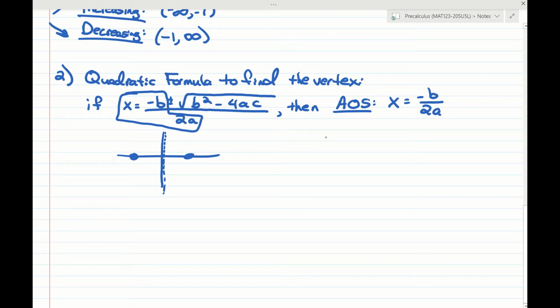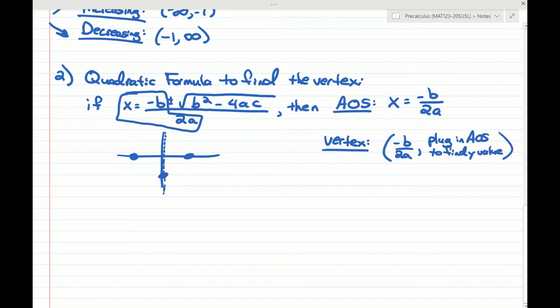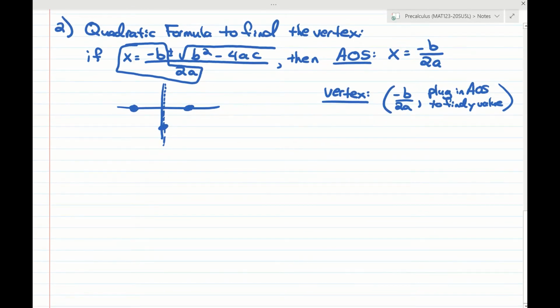And if we want to get the vertex, remember the vertex would actually be on the axis of symmetry. So we have an x value. We would just plug in that axis of symmetry to find the y value of the vertex. So let me show you an example. Let's say we had y is equal to 2x squared minus 4x plus 5.